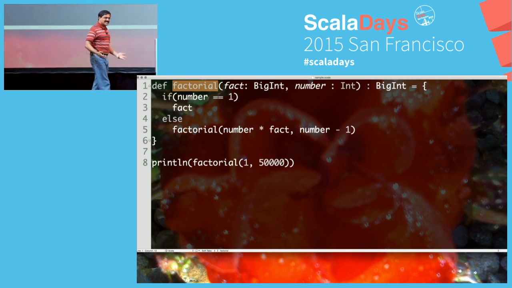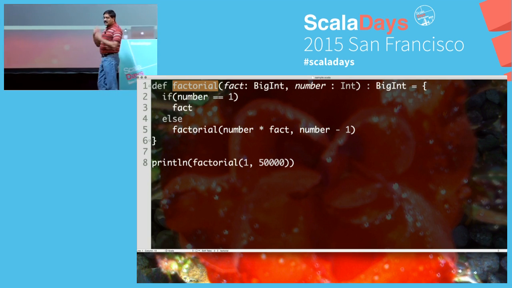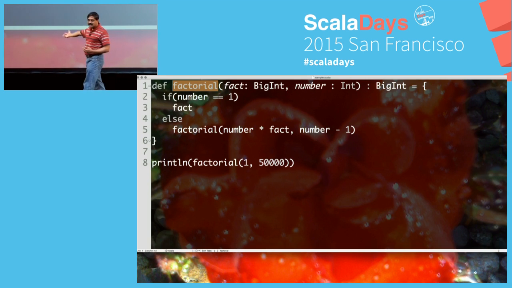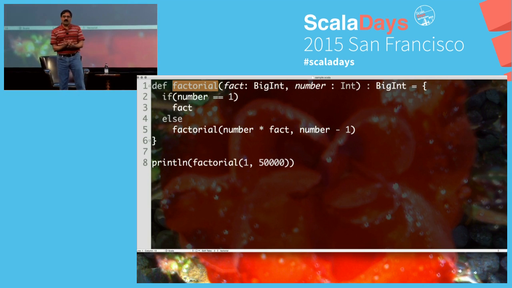Now, JVM unfortunately doesn't support tail call optimization for recursion. Let me clarify what I said. So JVM doesn't support tail call optimization, but Scala does, as we can see here. However, what if we are not doing a simple recursion, a tail recursion like this?